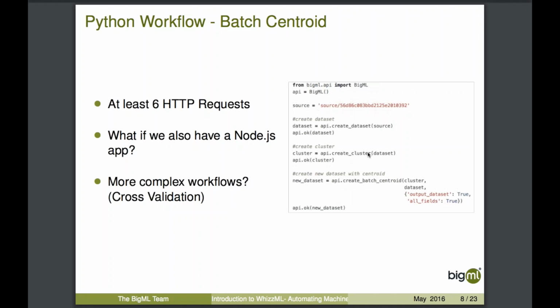And then finally, we create a batch centroid prediction. We want to save it as a data set, and we pass it the original data set. And then we also make sure that that new data set was created correctly. So we can imagine that if we're doing this workflow maybe 20 times, we probably don't want to use the web UI, and we can code it in Python. And this is much better. Now we can just run the script and it'll do all these different steps for us. Right? But still here, this code sends 6 HTTP requests.